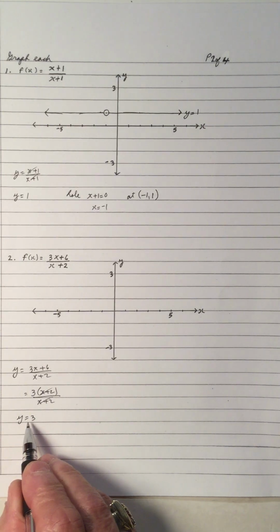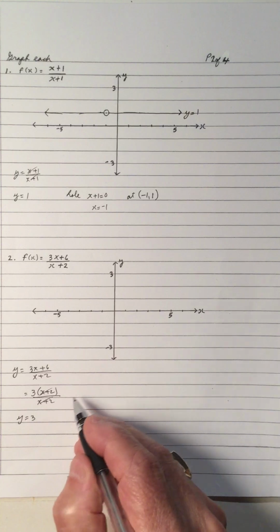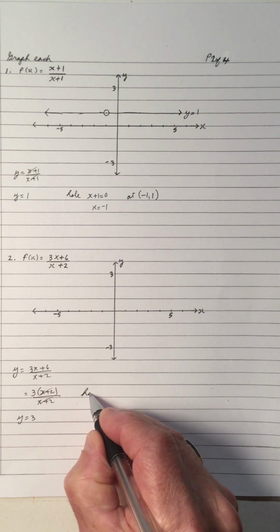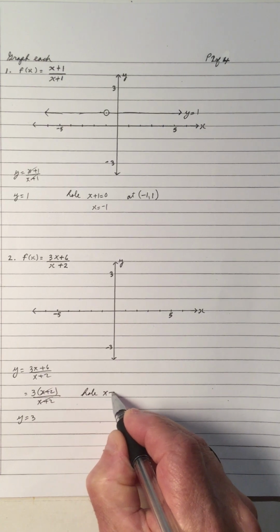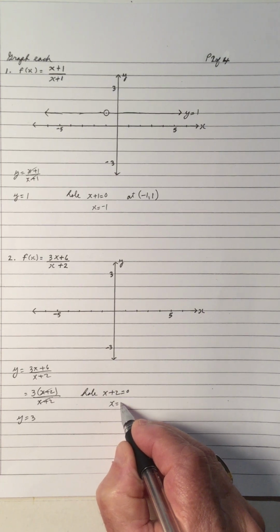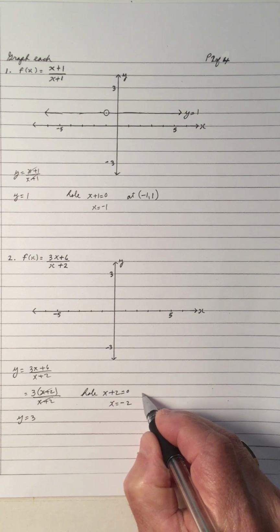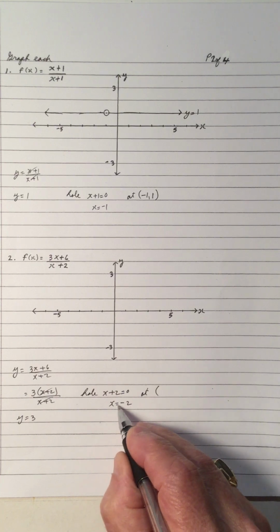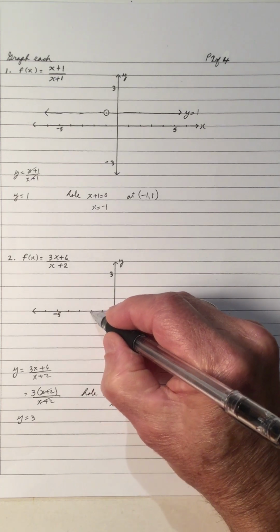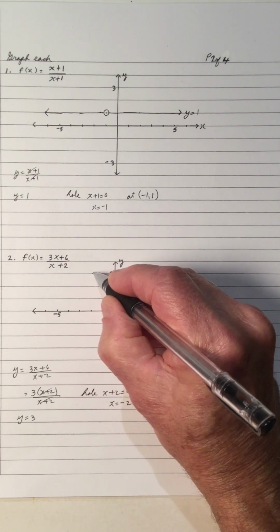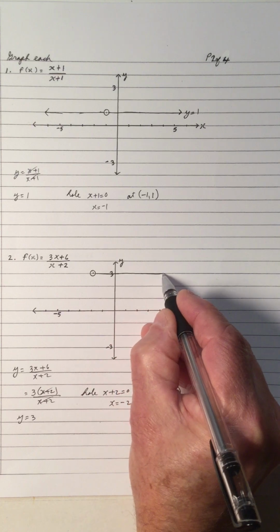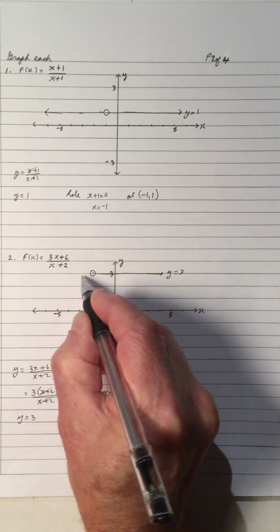That means we have a horizontal line where y is 3, but because the x plus 2 cancels out, we have a hole at x plus 2 equals 0. So we have a hole at the x coordinate of the point, which is negative 2. That's at x is negative 2, y is 3, which is right here. So there's a hole right here on this horizontal line, which is y equals 3.